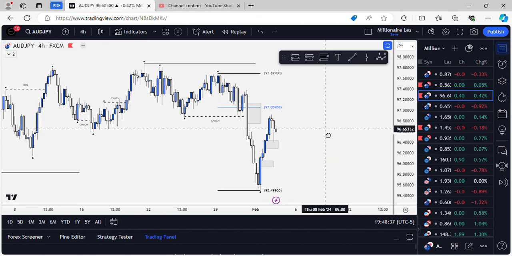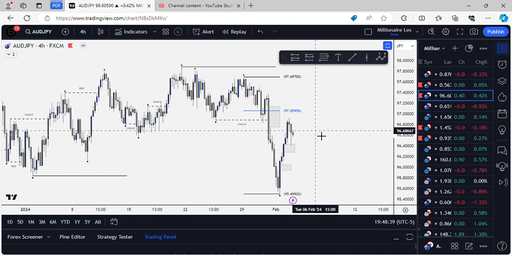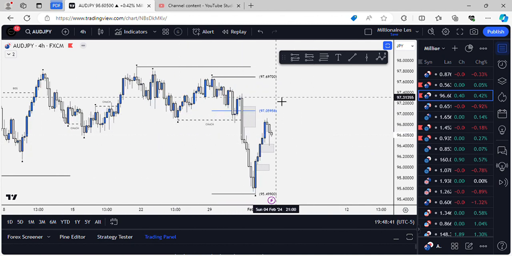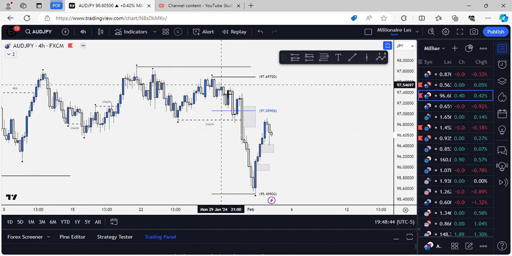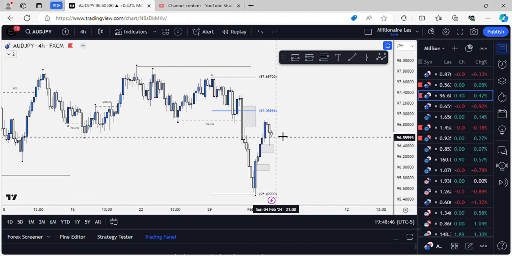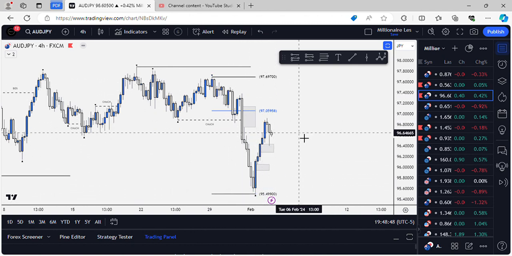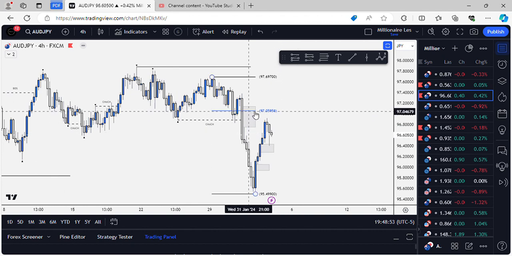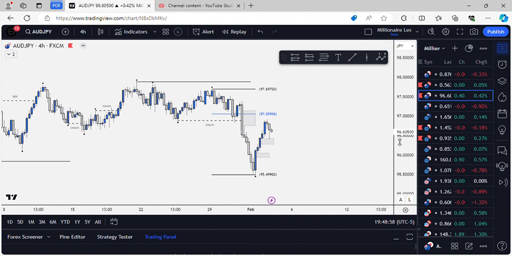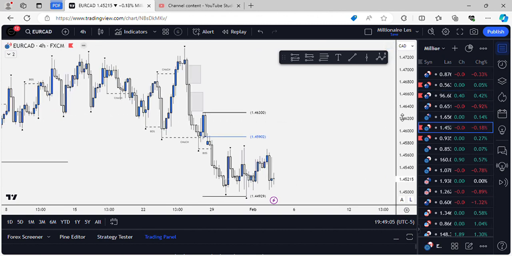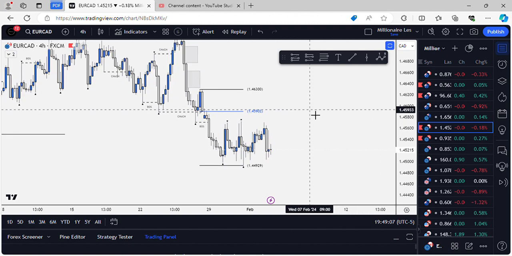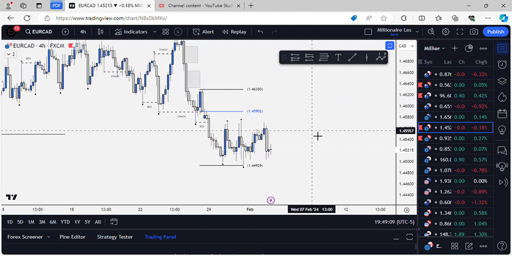AUDJPY, same thing. Price had a change of character, then did a nice drop, and now price is pulling back to some type of fair value gap or order block. I have my specific fib level that I enter on every single time to get me what I want to achieve. All right, so same thing.